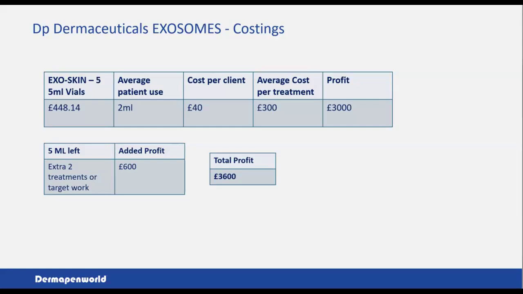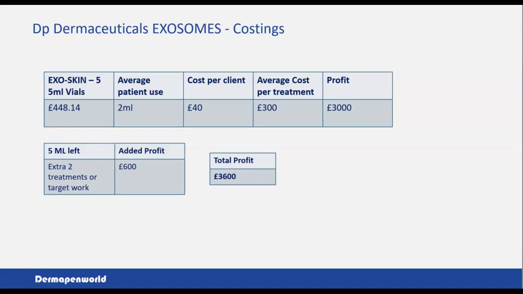So what I've done here is made it very simple. The cost to you is 448. The average amount with a 5ml vial is 2 ml. The cost to you, sorry, I put client, it's not, its cost to you is £40. The average cost per treatment is 300, this is where I've downplayed it. Most people are charging around 450 to 500. So your profit is £3,000 based on it.